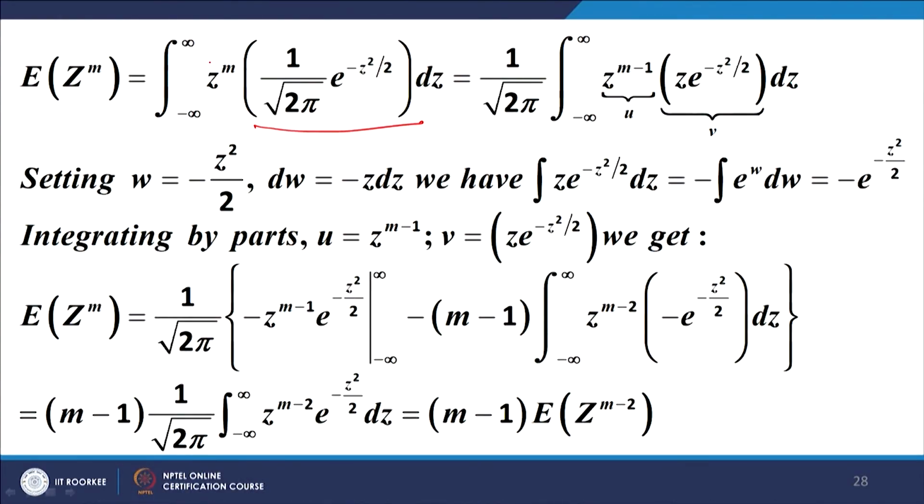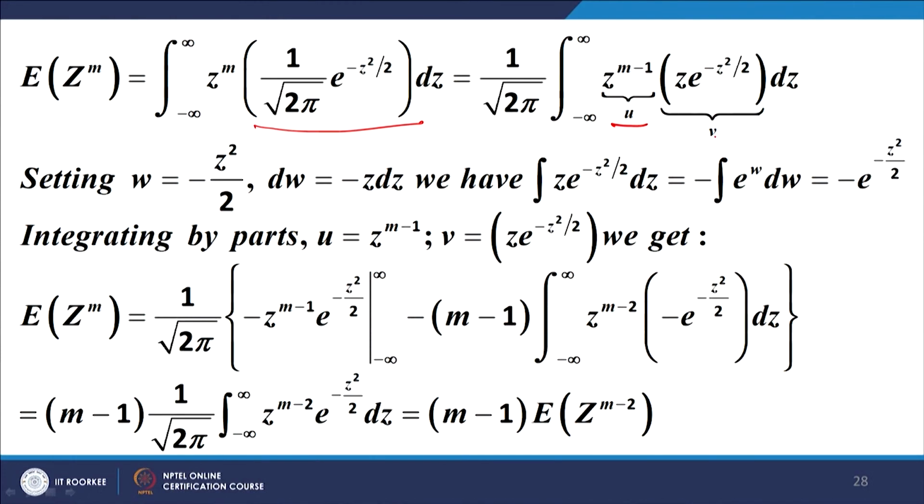Now, let us say we want to work out the expected value of z to the power m. Putting the standard normal distribution here, this is the PDF of the standard normal distribution, integrate between minus infinity and infinity, and what do we get? We get this expression, and we need to do this integration. It is as simple as this. Now, 1 upon root 2 pi is a constant, we take it outside the integration. I split up the integrand z to the power m e to the power minus z square upon 2 into 2 parts. I write it as z to the power m minus 1 and then z e to the power minus z square upon 2.